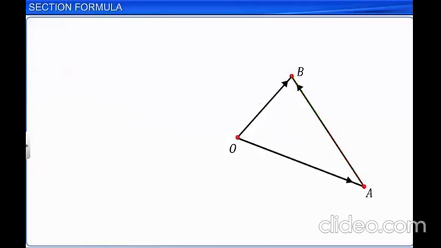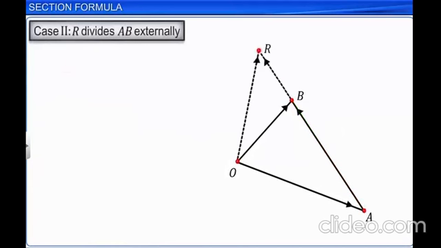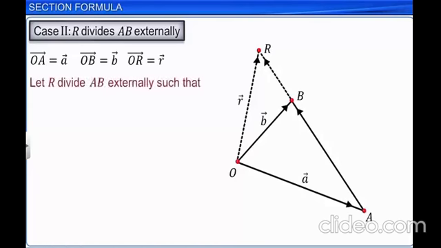Now, let us consider the case where point R divides line segment AB externally. Let vectors A, B, and R represent position vectors OA, OB, and OR for points A, B, and R, respectively. Let point R divide line segment AB externally such that the ratio AR is to BR is equal to m:n.